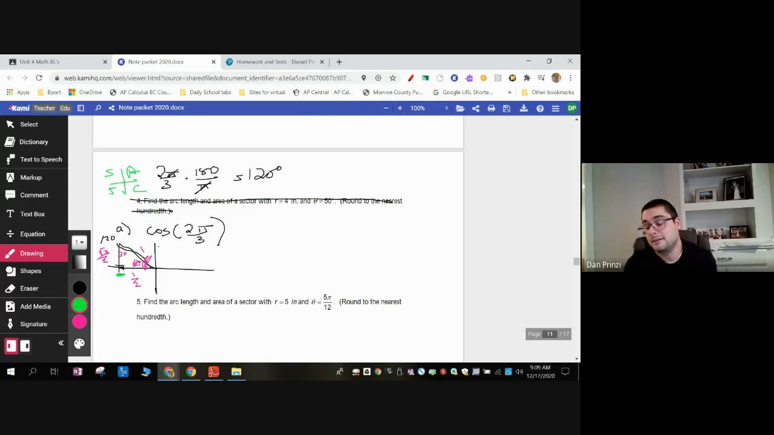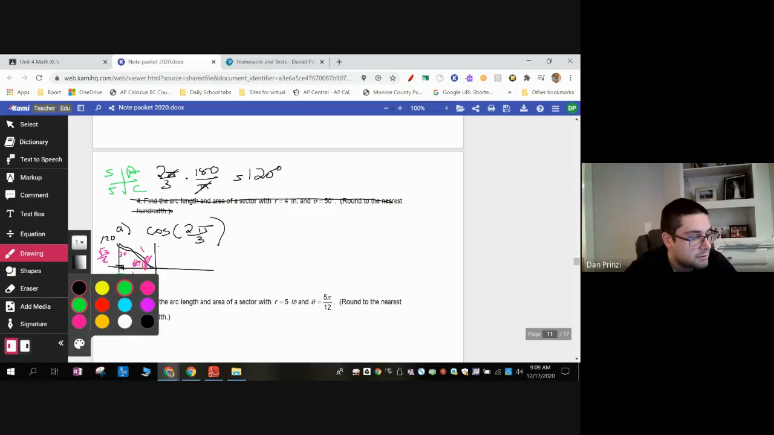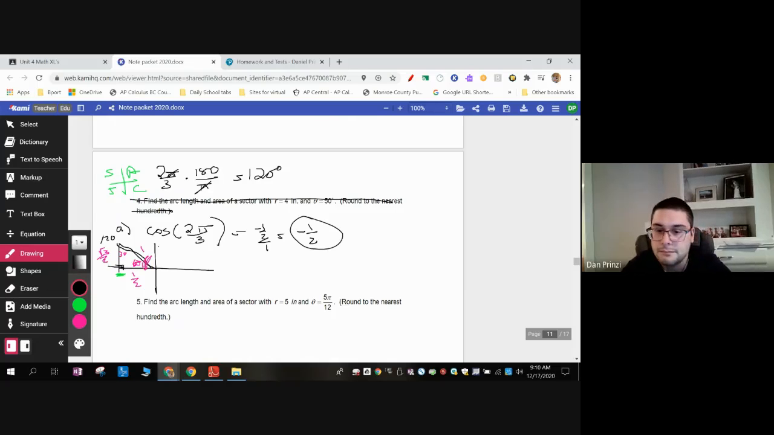So negative. So the cosine would be adjacent over hypotenuse, negative 1/2 over 1, or you just say negative 1/2. Is everyone okay with that?